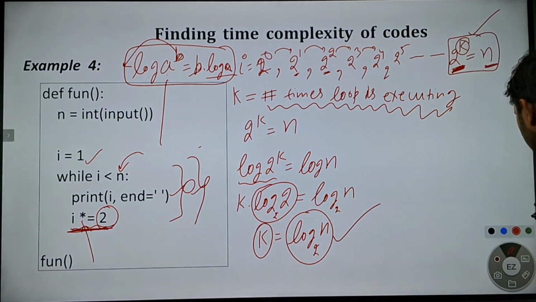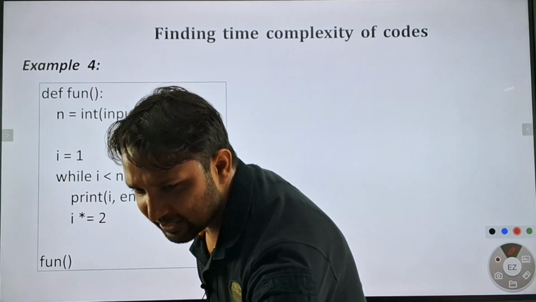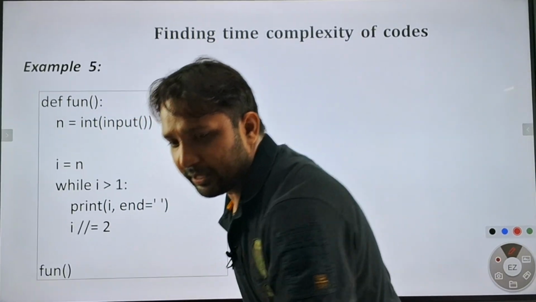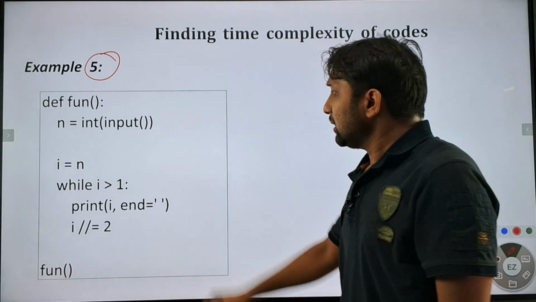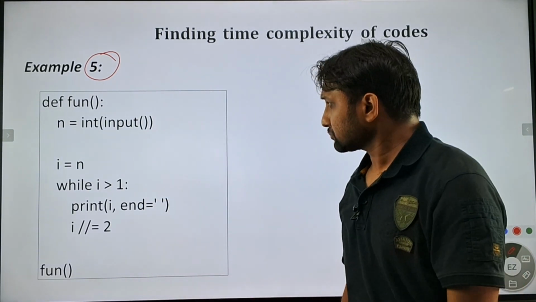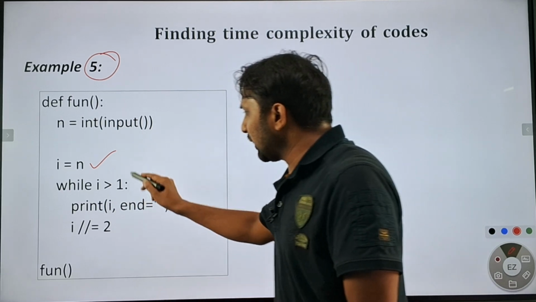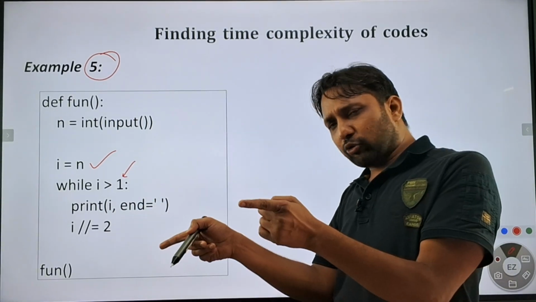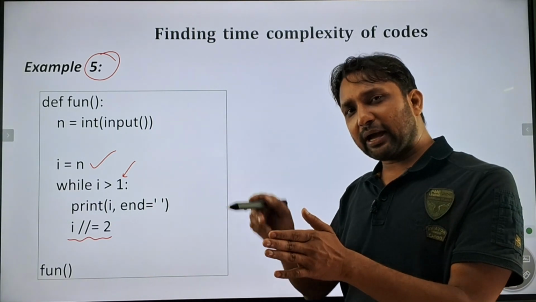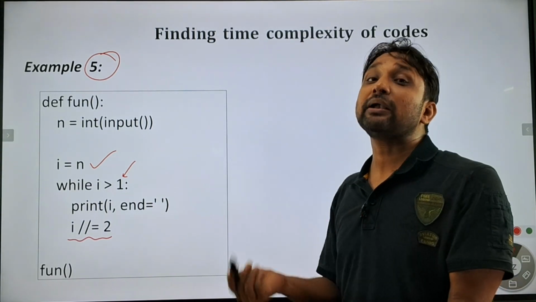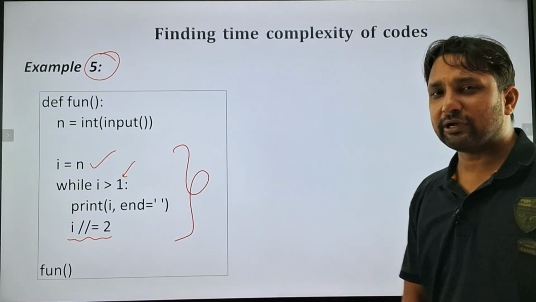Fine, okay. Let me move on now, clear this screen and move to the next example. Here is the next example, example number 5. Almost the same code is here. Just the I value starts from n this time and we are going up to 1. So n to 1 we are going, and every time we are decrementing the I value by 2. Earlier we were multiplying. So can you tell me how much time this will take?